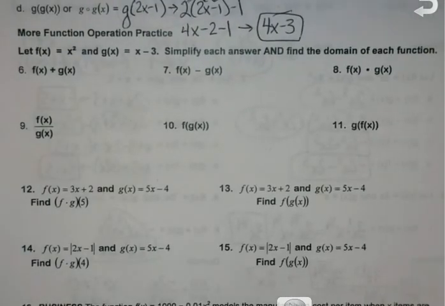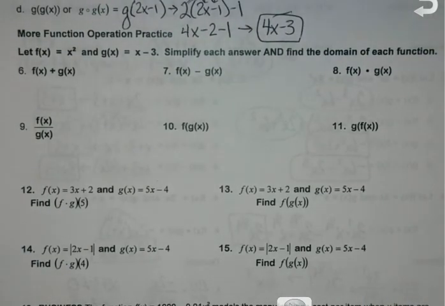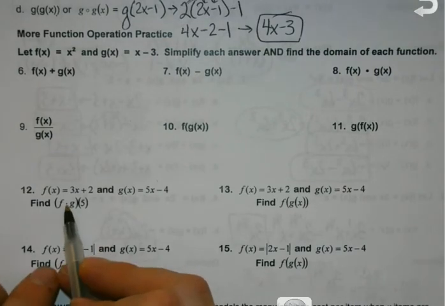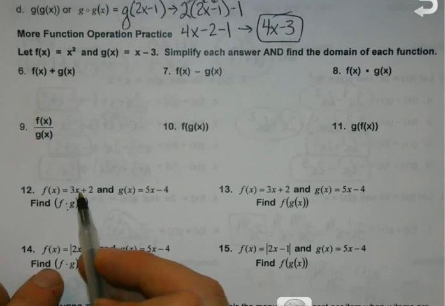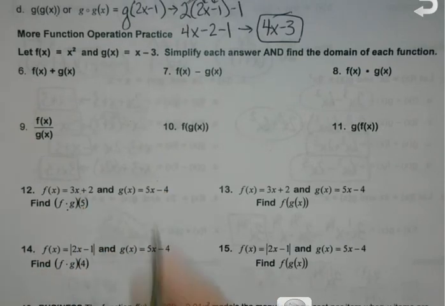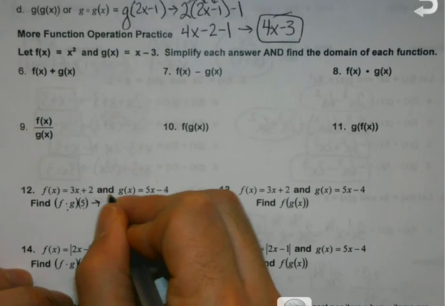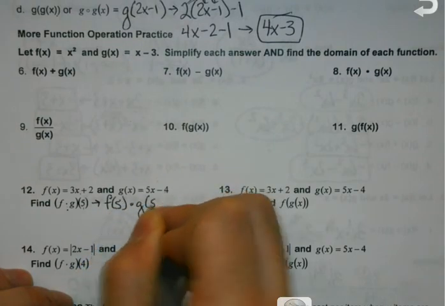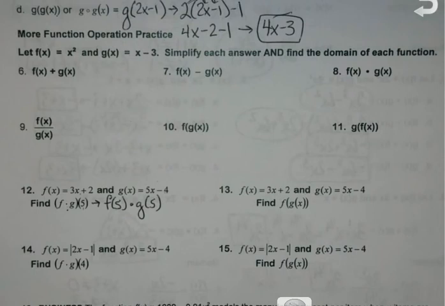What happens when we start firing numbers in here? There's two ways you can tackle these. This is just multiplying with that little dot in the middle. I could either multiply these together and then plug a 5 in, but I have an easier way. Or I could do f of 5 times g of 5. In other words, substitute 5 in for x in each of them and then multiply them together.